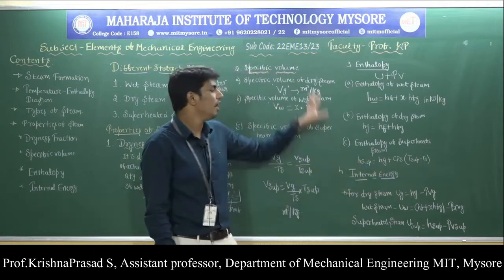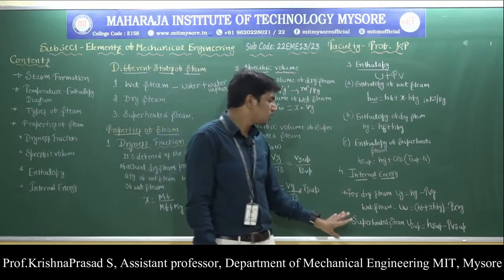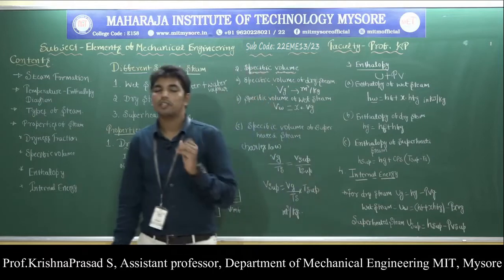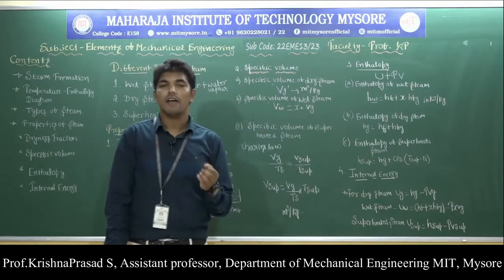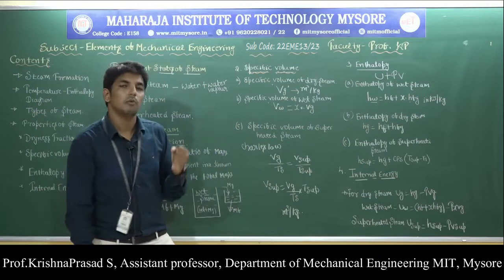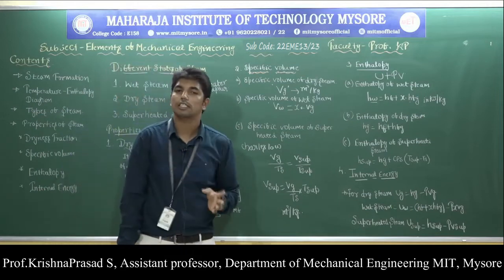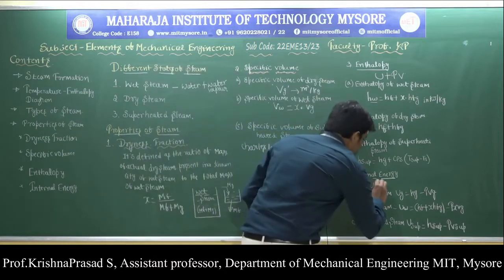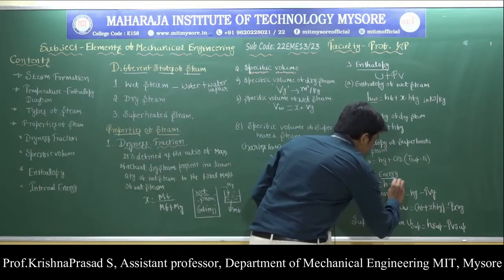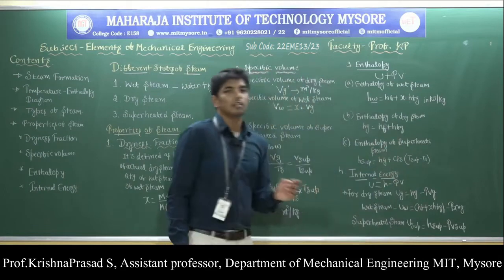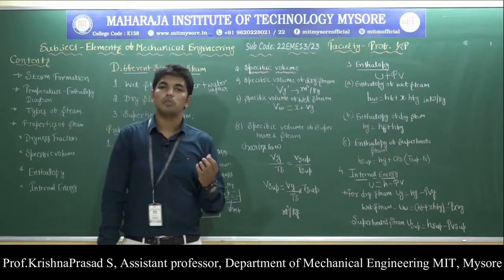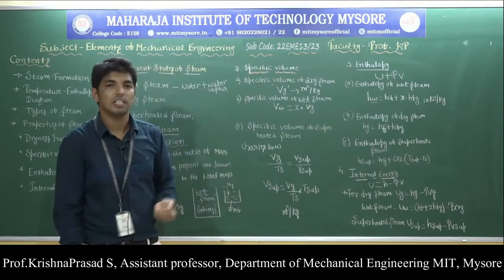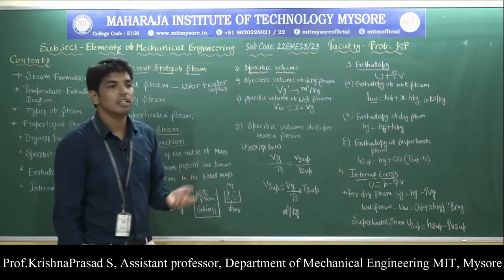So this is regarding the enthalpy. Next, the last one is called internal energy. What is meant by internal energy? Every substance has a definite amount of energy stored in it, and that is called the internal energy. It is usually denoted by U, and U is equal to H minus PV. That means the amount of heat energy stored in the particular steam is the internal energy of the steam.